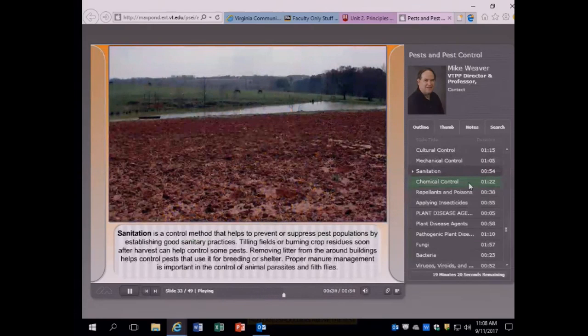Sanitation is important in the control of animal parasites and filth flies. Fly control in and around barns, poultry houses, and livestock pens, for example, is greatly aided by proper manure management. Indoors, sanitation is a major method of preventing insect pest problems. Keeping surfaces clean and dry is an important factor in suppressing ant, fly, and cockroach infestations.